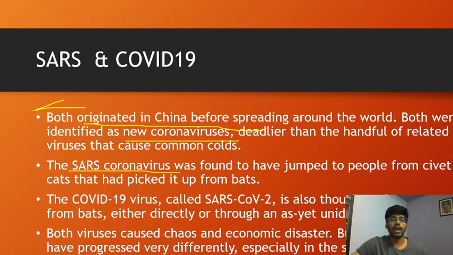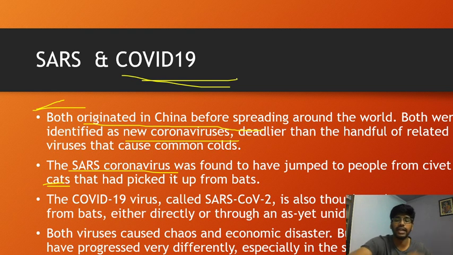And the SARS coronavirus was found to have jumped to people from the cats, right? The SARS has been with cats. So from the cats it has actually spread to the humans. Whereas when it comes to COVID, it has been estimated that it has come from the bats, and it has passed through an unidentified intermediate mammal, right? So it has come from the bats and then through an intermediate mammal.